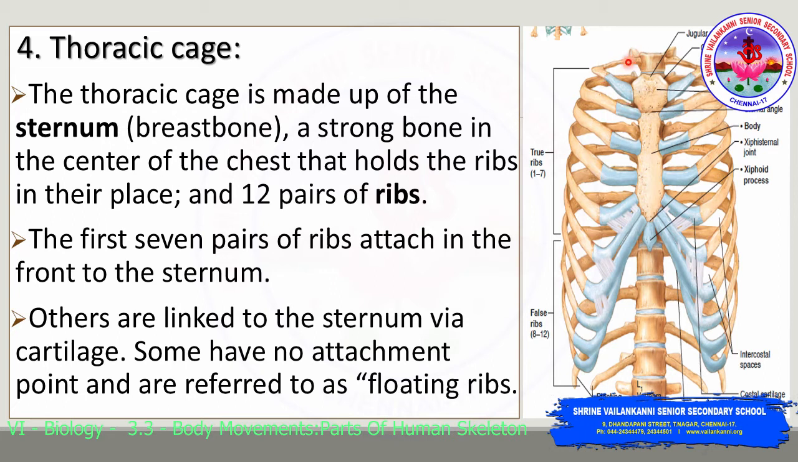The first 7 pairs of ribs attach to the front of the sternum, as you can see in this picture. Others are linked to the sternum via cartilage, while some of them have no attachment and they are called the floating ribs. As you can see in this picture, these bones of the ribs are called the floating ribs.